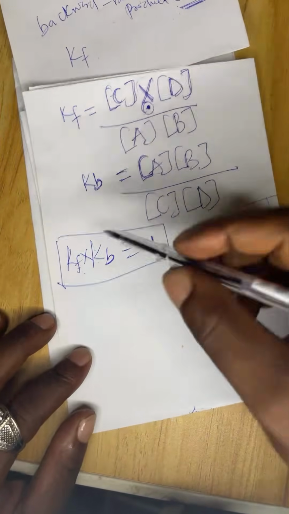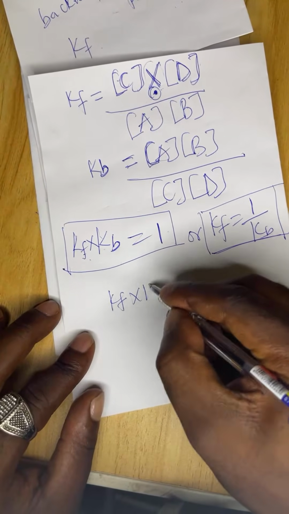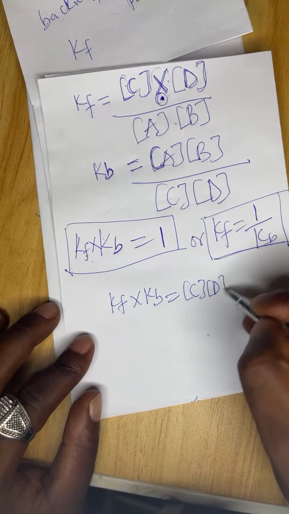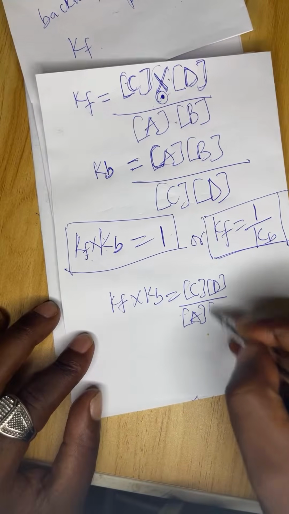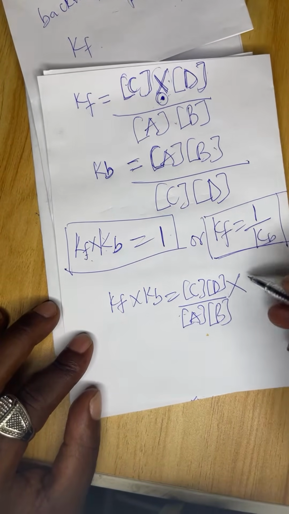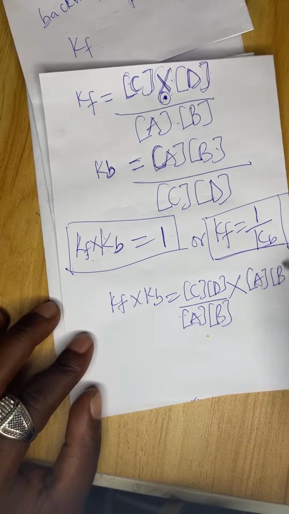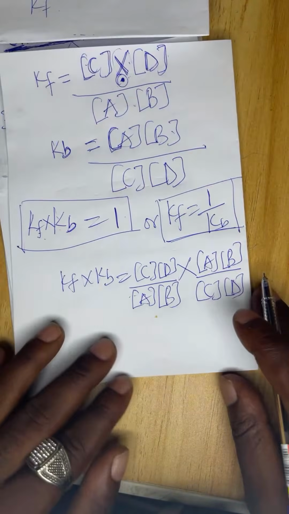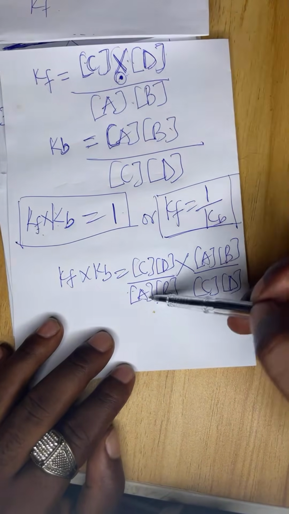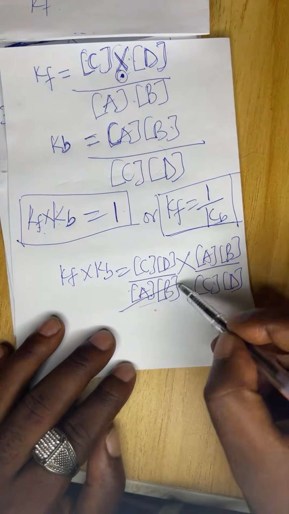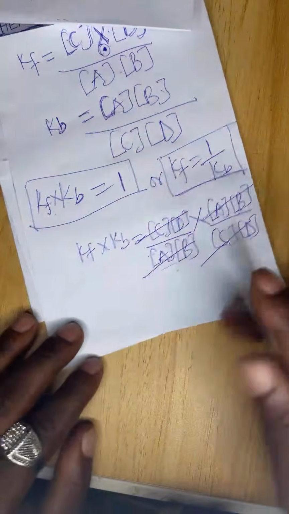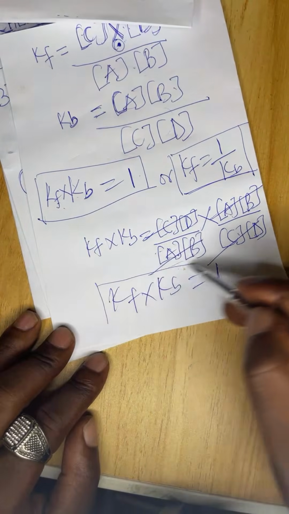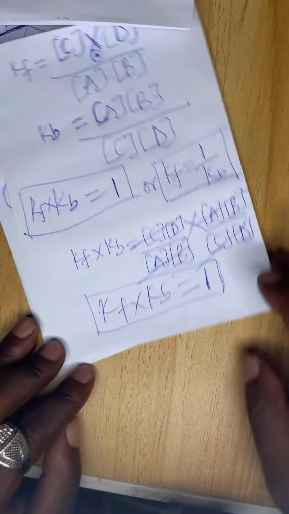Now let's go. How is it so? Let's write. K forward multiplied by K backward is like writing C into D all over A into B, multiplied by this one, A into B, because that's the backward reaction, all over C into D. Because I know mathematics very well, it's easy. I just put this one here, then this one here. This one looks like this one. Then K forward multiplied by K backward is equal to 1. It's always equal to 1. So this is a JAMB question.